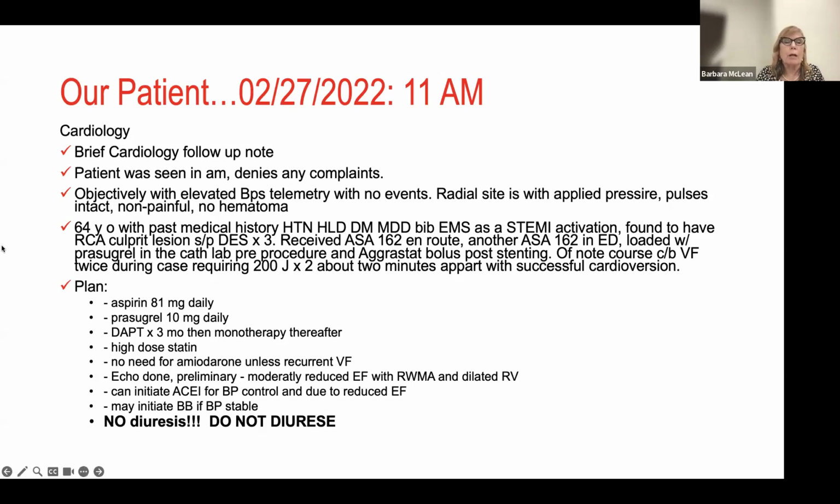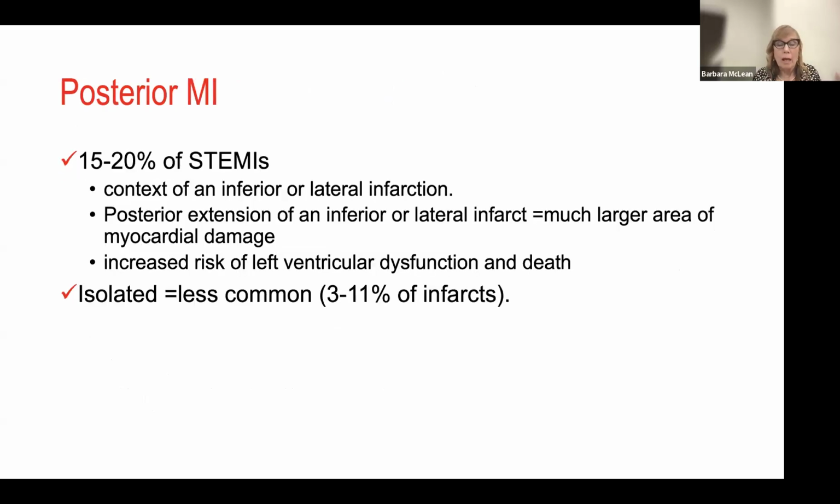But I want you to note what cardiology has written here. This is how it was written in the chart: No diuresis, exclamation, exclamation, exclamation. Do not diurese, because this patient has an RV involvement. He has an RV infarct. He has moderately reduced ejection fraction with right ventricular wall motion abnormality and a dilated right ventricle. He has a right ventricle that is not particularly functional. So we're not going to ever diurese him. We're going to be very cautious if we give him any nitro, because we don't want to delay the return of volume to the right heart.